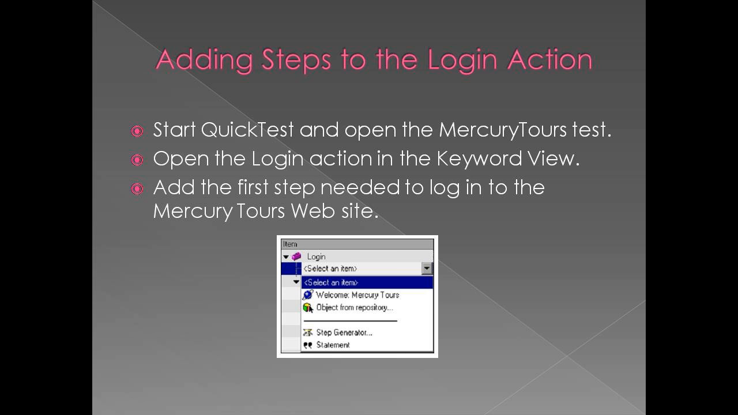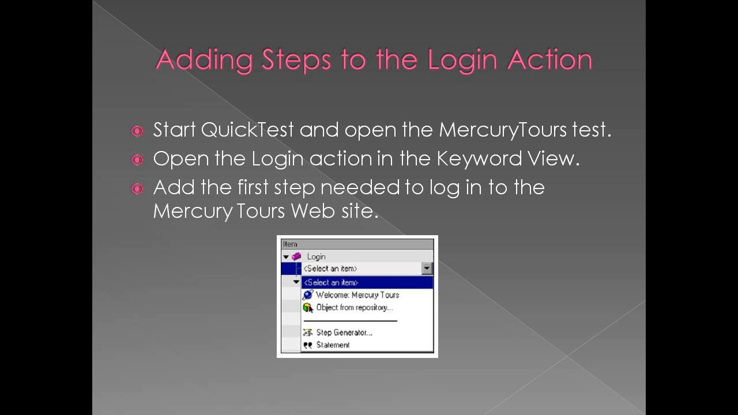In this section, you will make a reservation for a flight from New York to San Francisco on the Mercury Tours website, adding steps in various ways. After you add steps to the first action, you will analyze the steps to gain a better understanding of the keyword view. 1. Start QuickTest and open the Mercury Tours test. If QuickTest is not currently open, open it, making sure that only the web add-in is loaded. Browse to and open the Mercury Tours test.